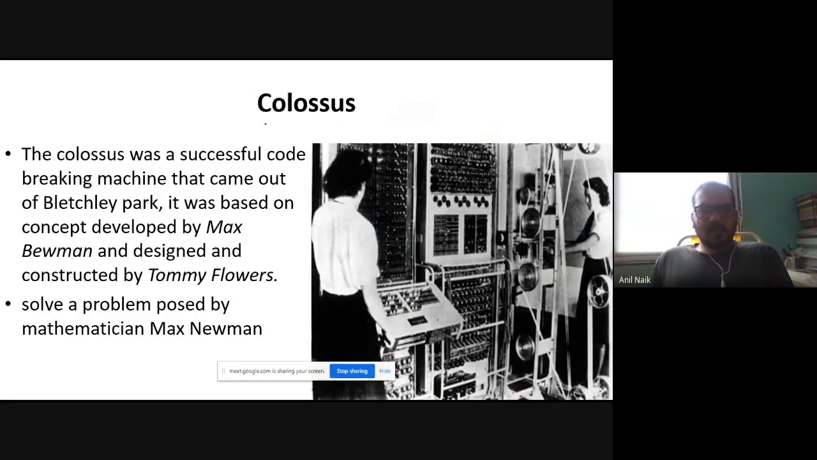Then one more device, Colossus. Colossus was a successful code-breaking machine that came out of Bletchley Park. It was based on the concept developed by Max Newman.